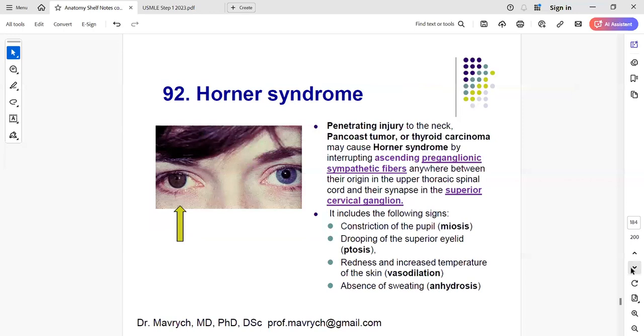Okay. Horner syndrome, let's just quickly go through the signs of Horner syndrome because they're very important. A person who comes here with Horner syndrome would have meiosis, which is the constriction of pupil. And what is the dilation of pupil called? It's called mydriasis, right? So meiosis, then there would be ptosis, which is the drooping of the eyelid. There would be vasodilation, and there would be absence of sweating, which is anhidrosis. So these are the signs of Horner syndrome, which you have to memorize. Okay.